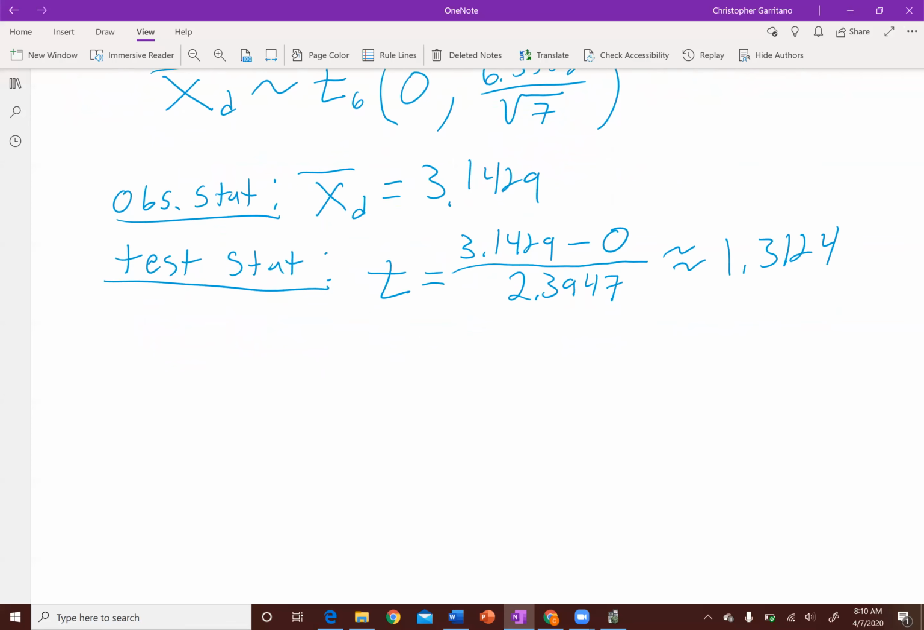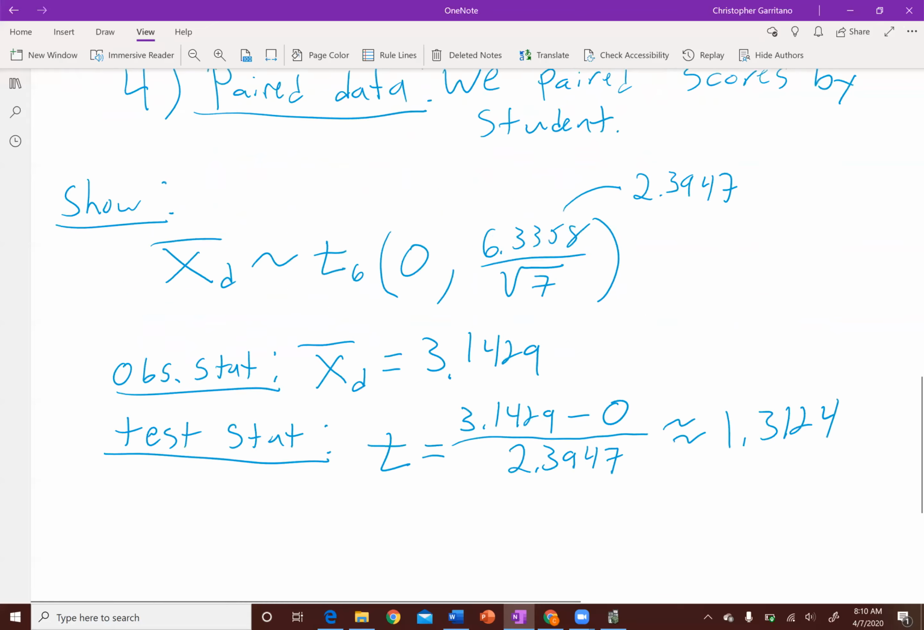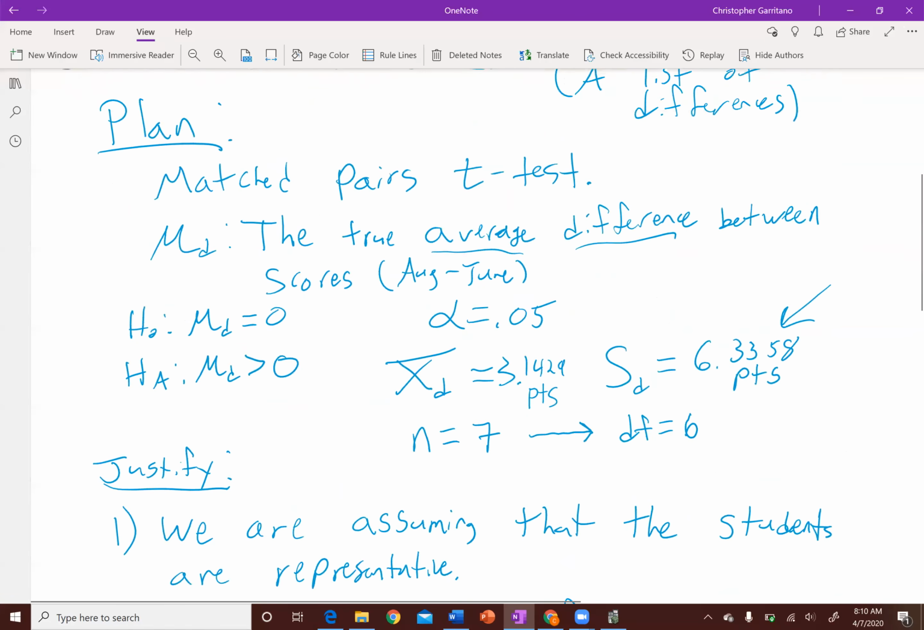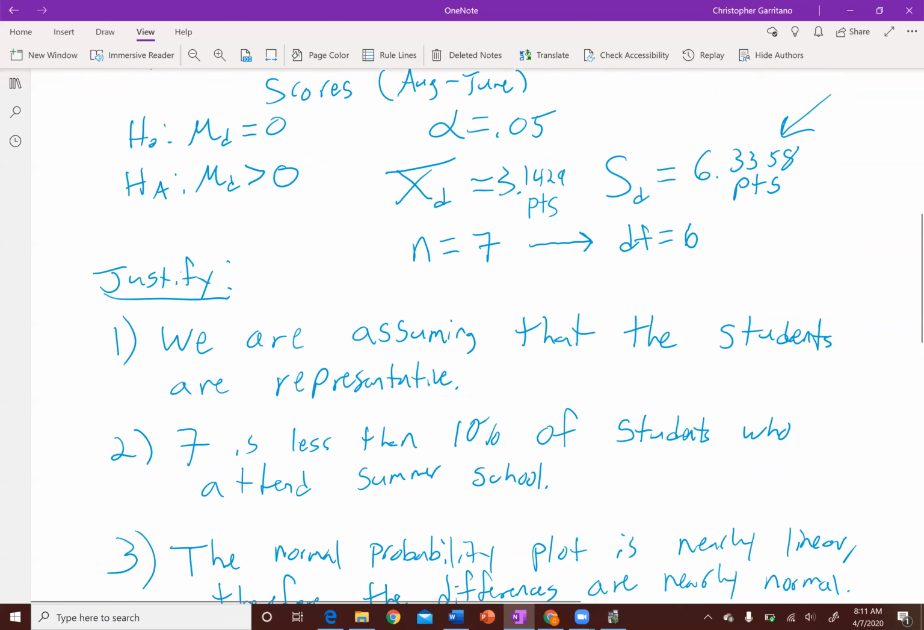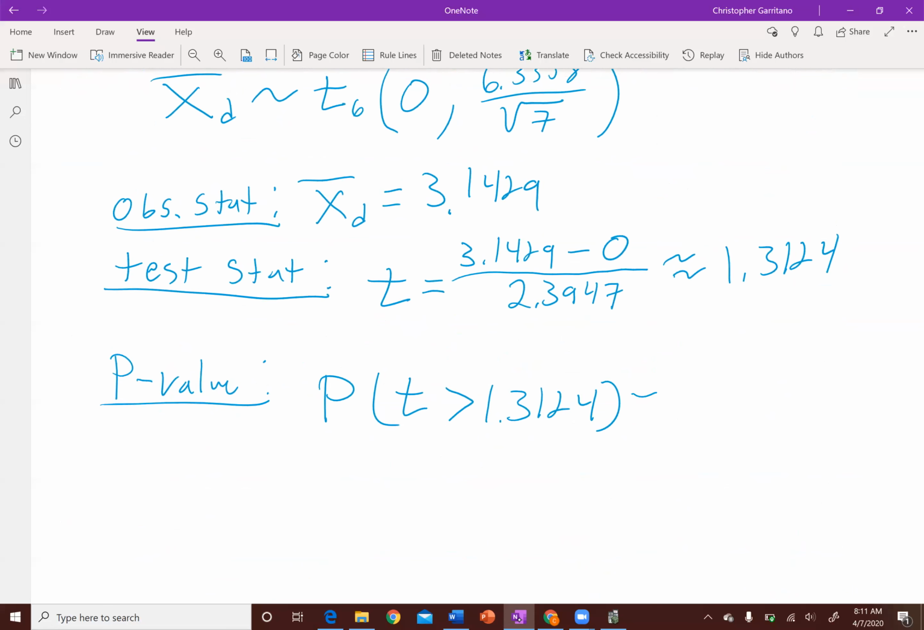Now the question is, is that test statistic in the rejection region? And we can determine that by, did I say let alpha equal 0.05? I did, okay. So we're going to calculate the p-value. The p-value in this case is just the probability that t is greater than 1.3124. I'm using greater than because that's what my alternative hypothesis calls for. I have mu of d greater than 0. And this p-value is approximately 0.1187.